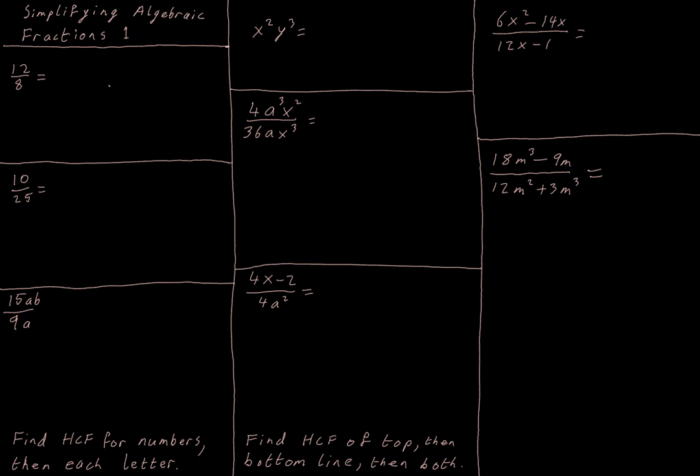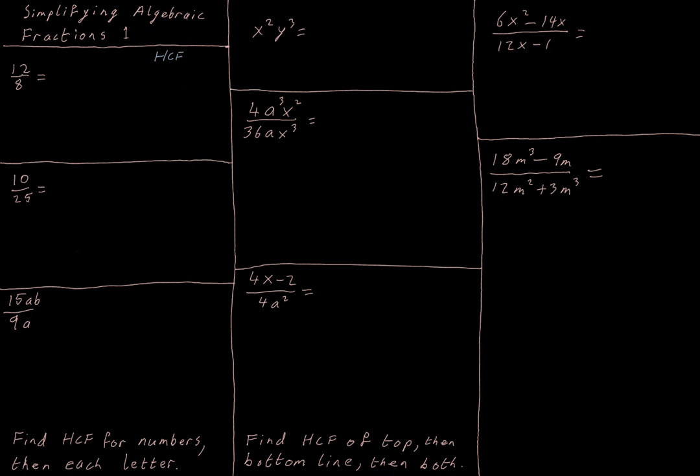Hello, now we are going to look at simplifying algebraic fractions. And to begin with, we're going to start with non-algebraic fractions. So how would we simplify, or put in its simplest terms, 12 all over 8? Well, we would look for the highest common factor. And this is going to be the same when we're dealing with algebraic fractions.